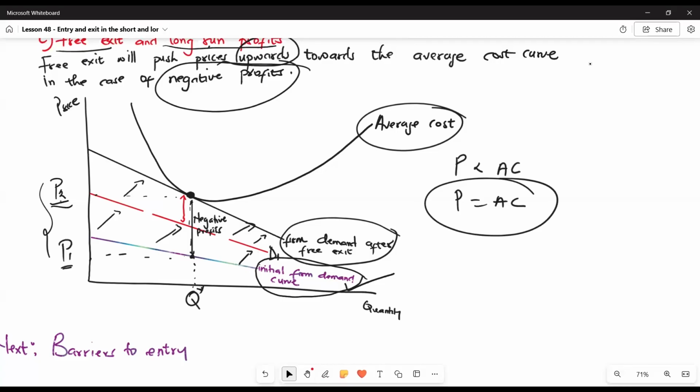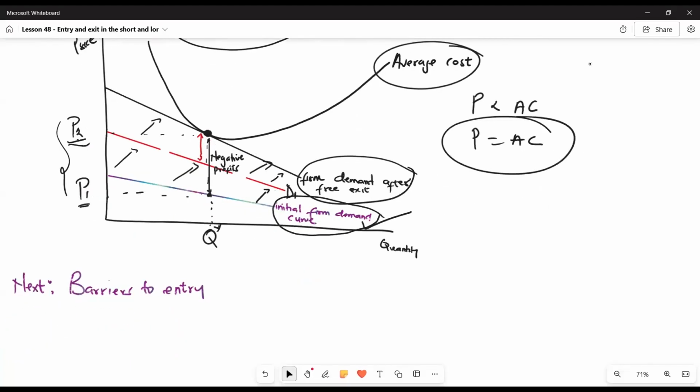So what we have said in this lesson is that free entry into the market is going to push the demand curve downwards towards long run equilibrium where profits are zero, and then free exit is going to push the demand curve upwards towards the average cost curve in cases of negative economic profit, and this will also lead us to a long run equilibrium where profits are zero. This is all that we have in our lesson on entry and exit in the short and long run.